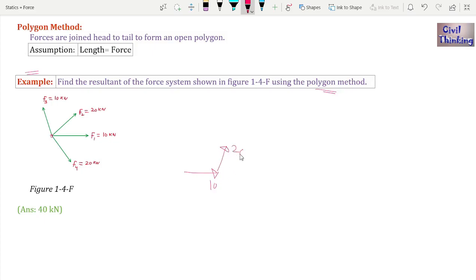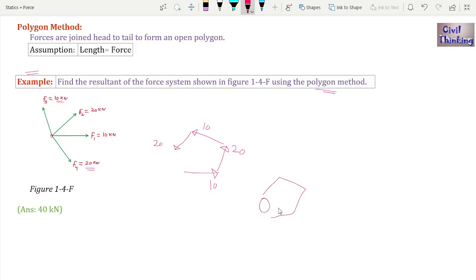Now F2 is 20. Then we will join the tail of F3 to the head of F2. F3 is 10, right? Then we have F4, which is 20 kilonewton. Now we join them. As you can see here, it is a polygon, some figure like this. Now this end is open, and this open end will be the resultant.